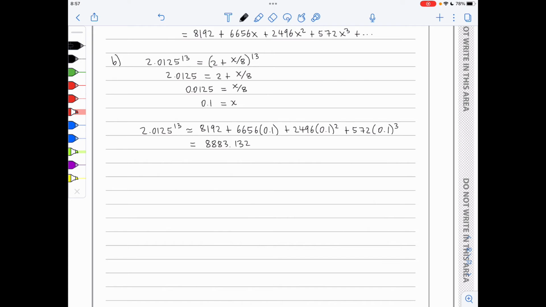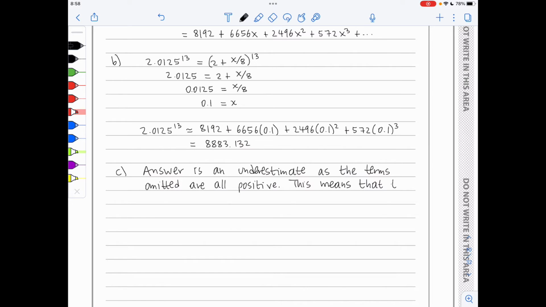So we need to write this down clearly. We say that the answer is an underestimate as the terms omitted are all positive. This means that the exact value is greater than the estimate.